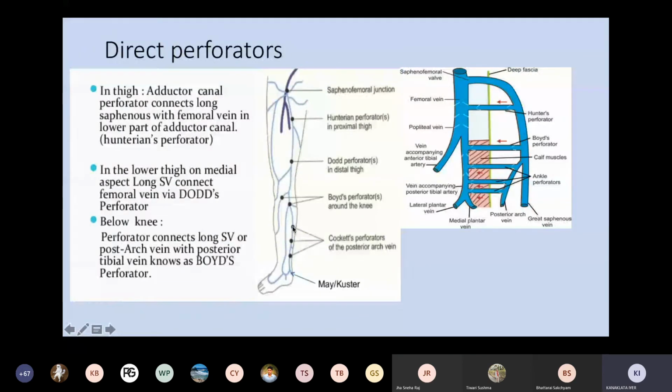Again, all these dots that you see, 1, 2, 3 ankle perforators, Cockett's, below the knee Boyd's, and this one is Hunterian. Now the one in the Hunter's canal or adductor canal joins the femoral vein to the great saphenous vein. The one just above the knee is also joining the femoral with the great saphenous. Below the knee, it joins the great saphenous vein, but now there is no femoral, so it will join the posterior tibial veins, and posterior tibial veins will open in the femoral vein.